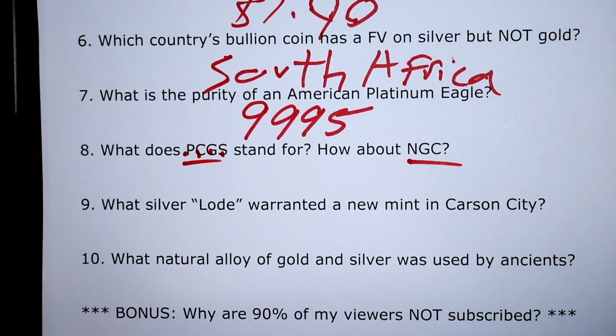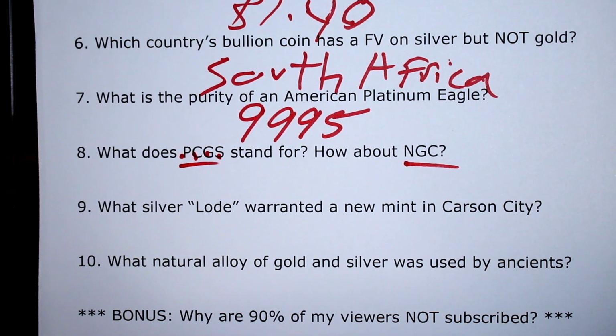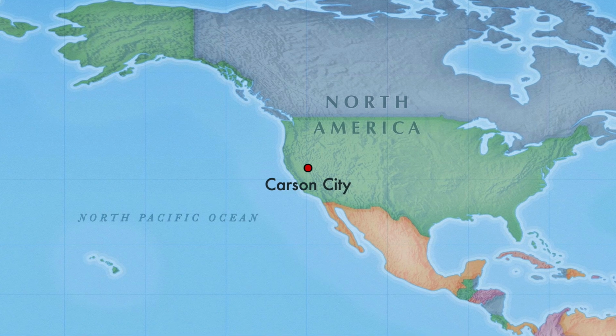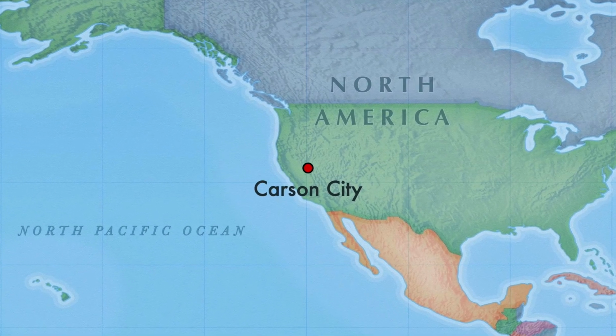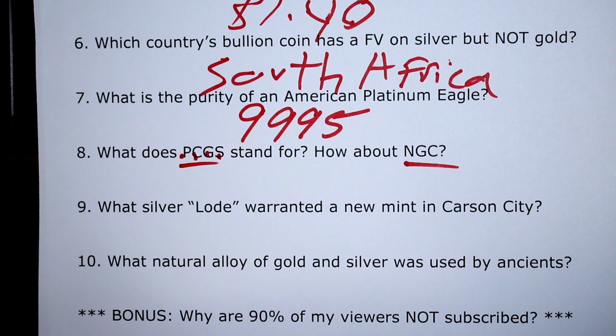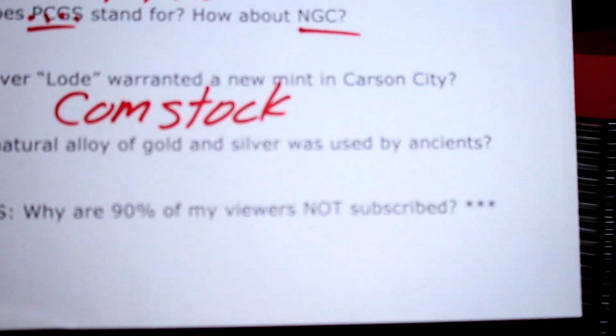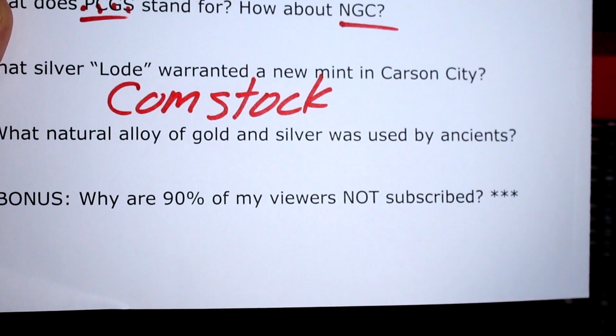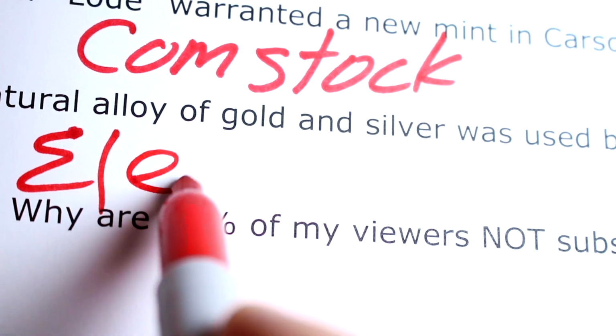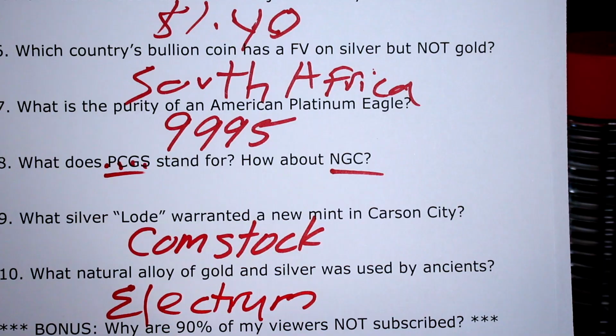What silver lode warranted a new mint in Nevada? Nearby, there was a massive silver find. Tons of silver mining started to occur in the area. The cost to ship all of this stuff around, they just decided, you know what? This is a huge lode. Let's process the silver here. And thus, the Carson City Mint was formed because of the Comstock lode. Comstock. What natural alloy of gold and silver was used by the ancients? If you know this name, good on you. It is called electrum, this natural alloy of gold and silver.